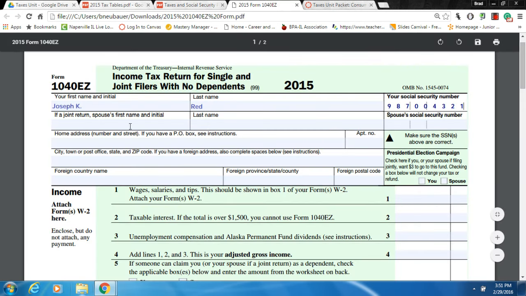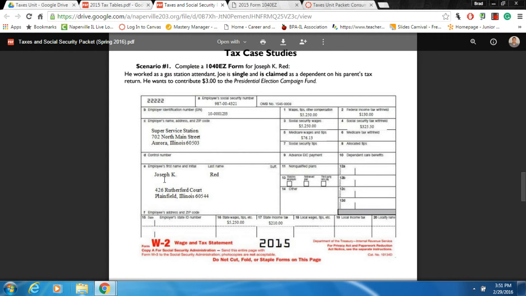Underneath, if he had a wife or a spouse, you'd put in their legal name, last name, and their Social Security number as well. His home address, 426 Rutherford Court, apartment number, is in Plainfield, Illinois, 60544. And once again, you get that information here on the W-2.